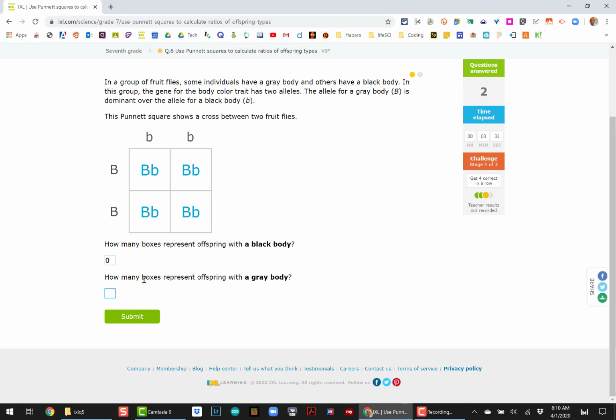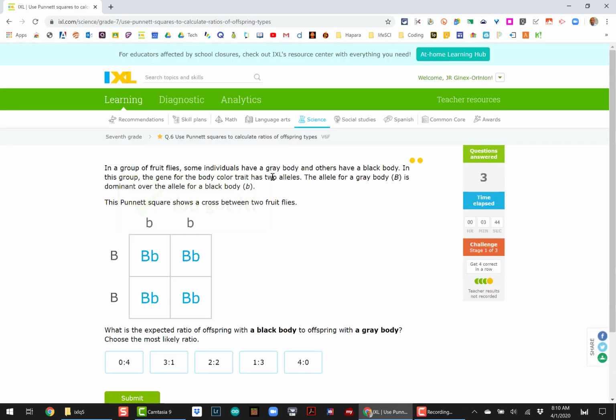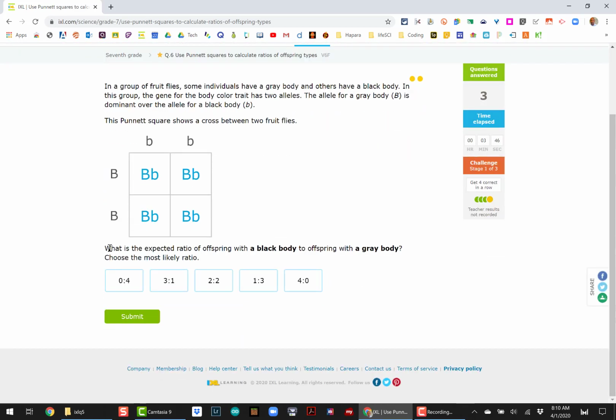So let's go over here. How many boxes represent the gray body? All 4 of these will have a gray body, and the reason why is because each has a capital B right there. Click submit. Awesome. All right, so now let's take a look at the ratio that we need to write.